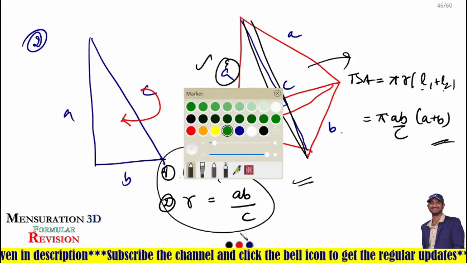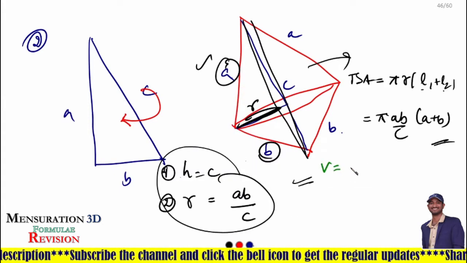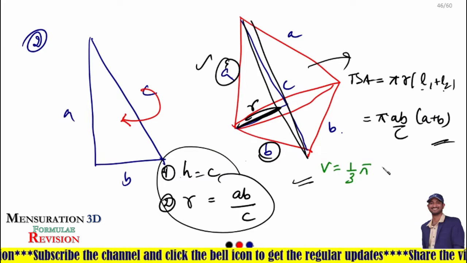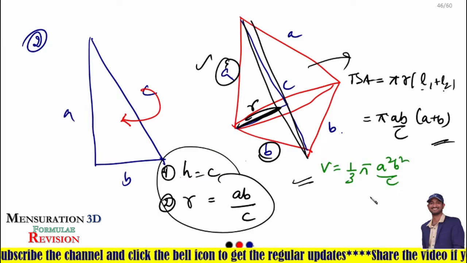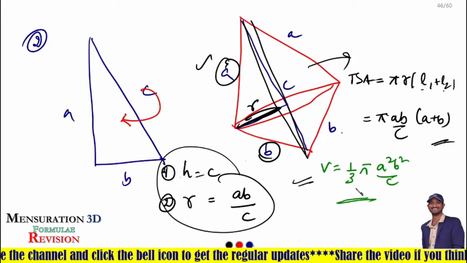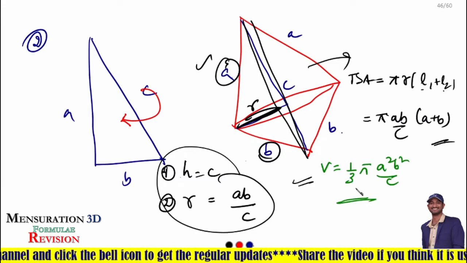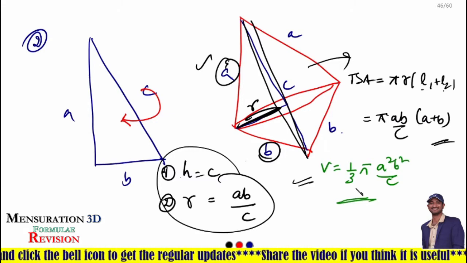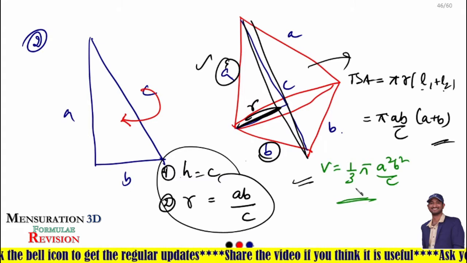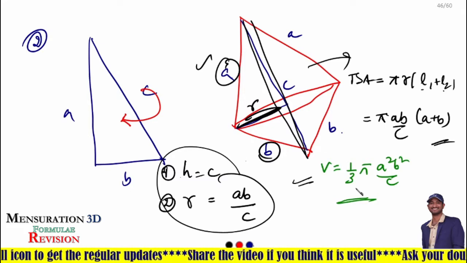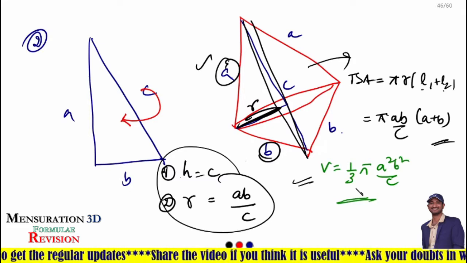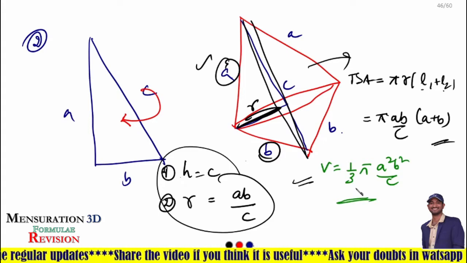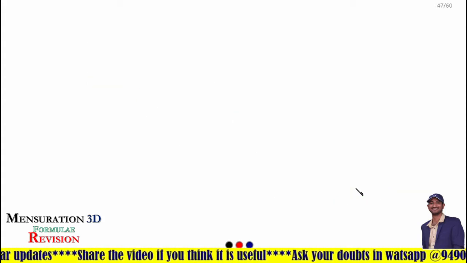This is the total surface area. If you talk about volume of this double cone, it is equal to 1/3 pi A square B square by C. Direct formula I am telling you. It is the volume of the double cone when a right angle triangle is rotated along its hypotenuse. Okay. And second one is folding. Rotating is okay. Next, folding.